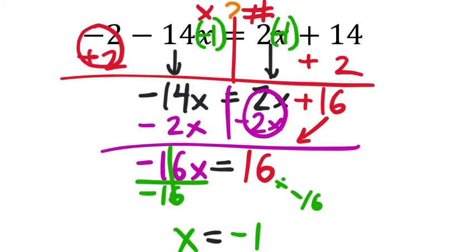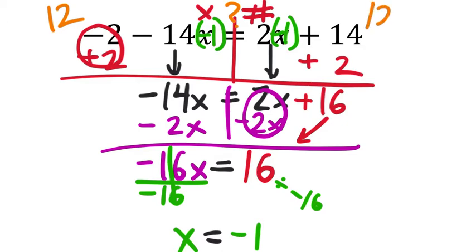So here's my question mark. In my calculator, I do -2 minus 14, parentheses, -1, close parentheses, and if I type that in correctly, there we go. I got 12 on the left. Okay, but I want to check to see what I get on the right. So 2 parentheses, -1, close parentheses, plus 14. Enter, 12.